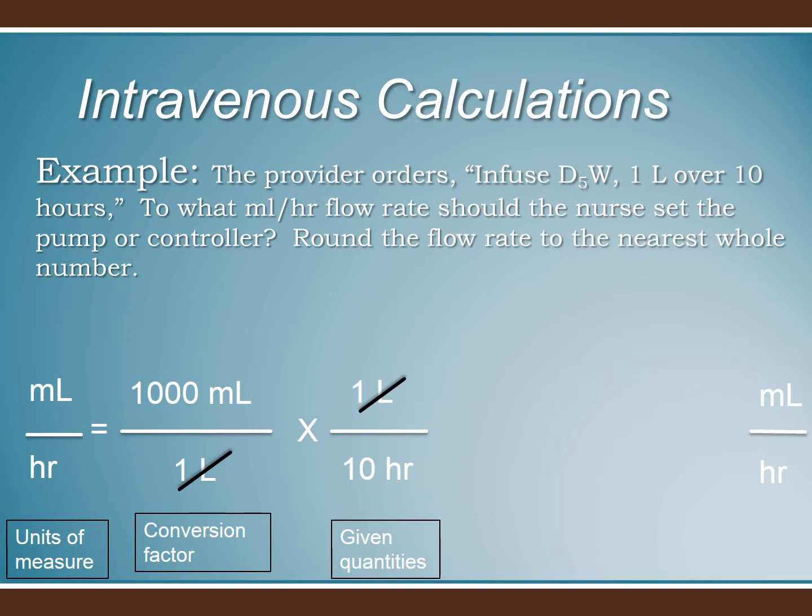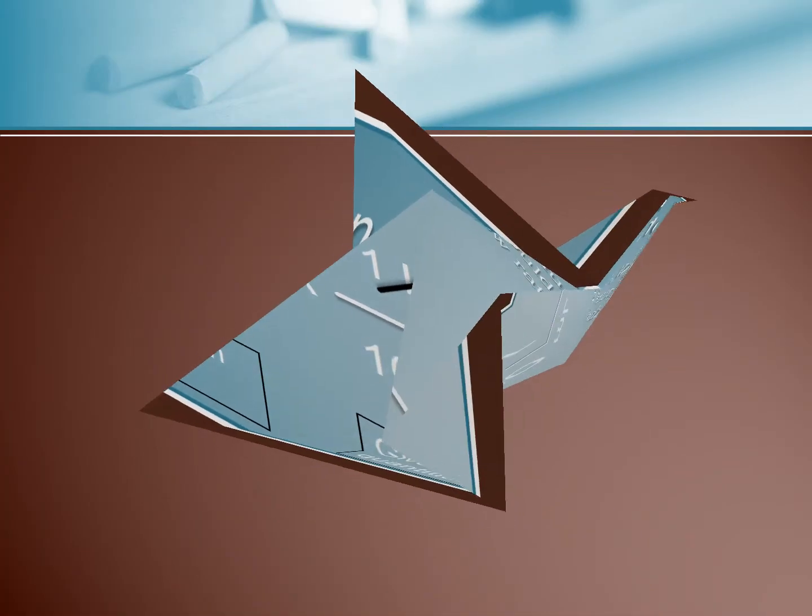Now I need to start my calculation. What I'm going to have as a result is 1,000 milliliters over 10 hours. I will continue to calculate using division. I will divide 10 hours into 1,000 milliliters. This will bring me to the answer of 100 milliliters per hour.